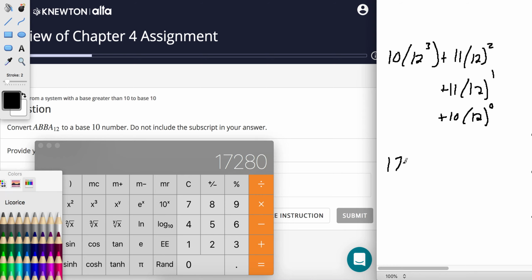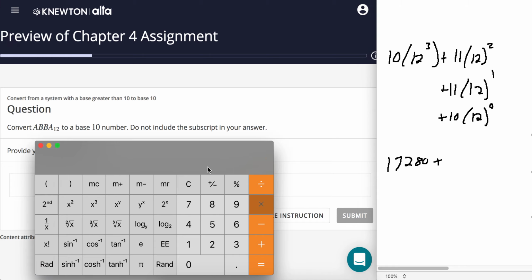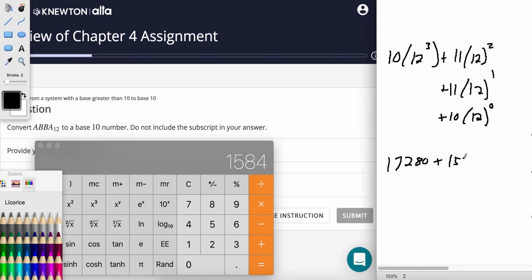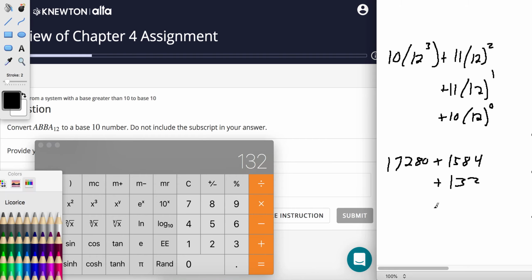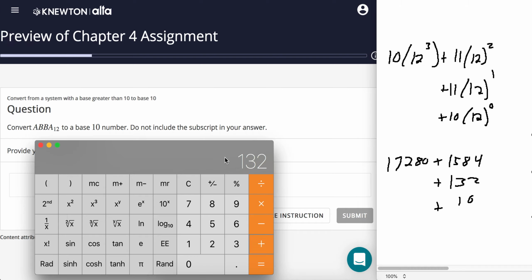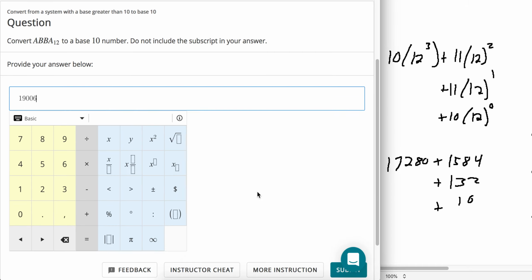17,280 is what this first one was. Then we got 12 times 12 times 11, that's 1,584. Sorry, 1,584, I said that backwards. And then we got 11 times 12, that's 132. And then we got 10 times 12 to the 0, which means 10, right? So add up all those quantities. 19,006 as a base 10 number.